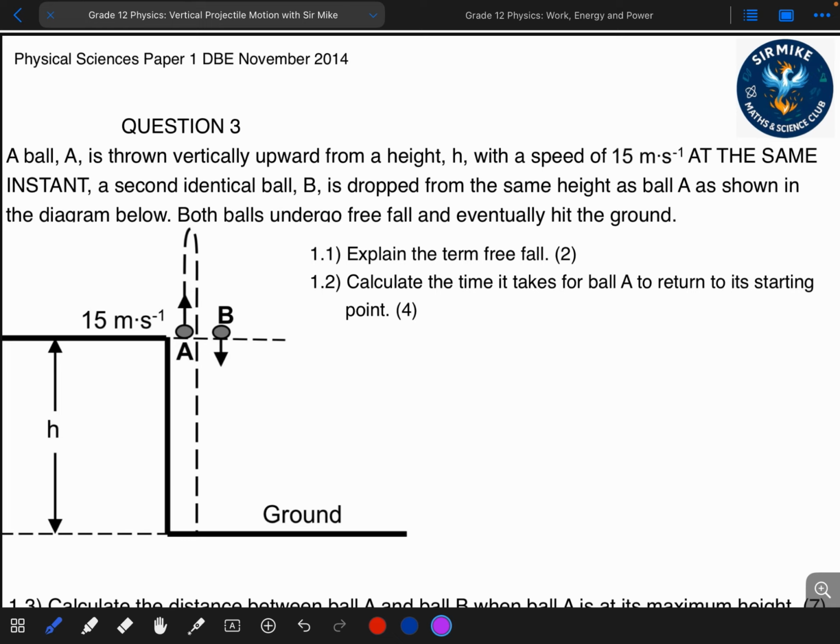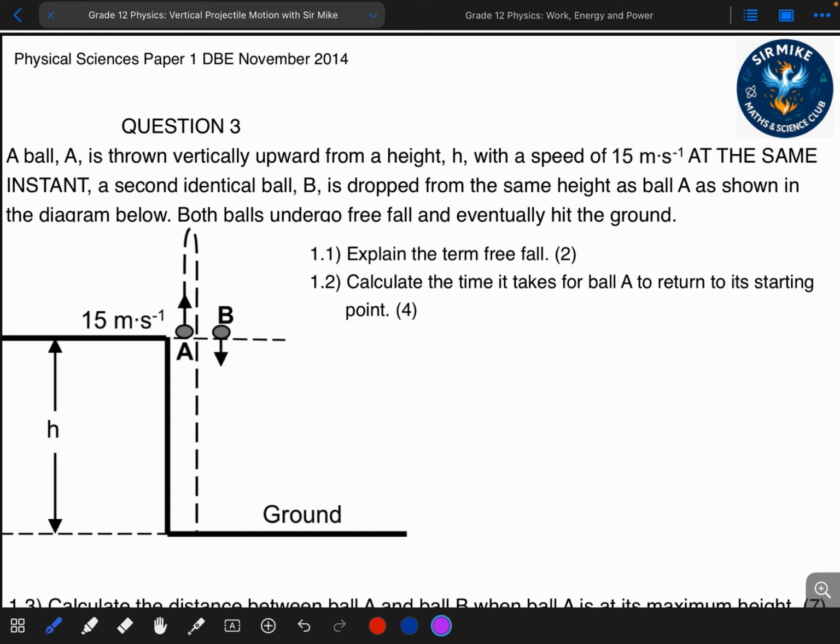In this video, we're looking at a question which was written in November 2014. It's a question on vertical projectile motion. So, question 3, they said that a ball A is thrown vertically upwards from a height h with a speed of 15 meters per second. They say that at the same instant, a second identical ball B is dropped from the same height as ball A, as shown in the diagram below. They say that both balls undergo free fall and eventually hit the ground, right?